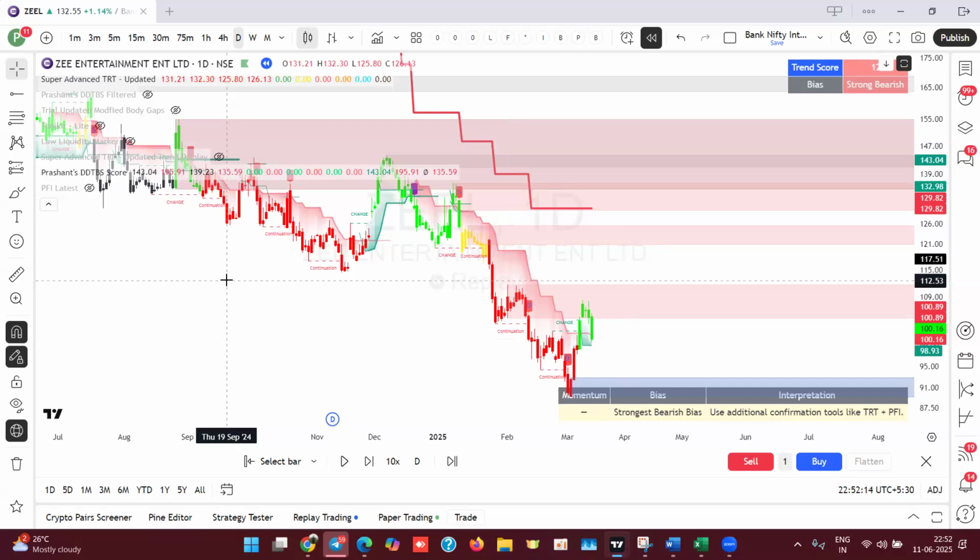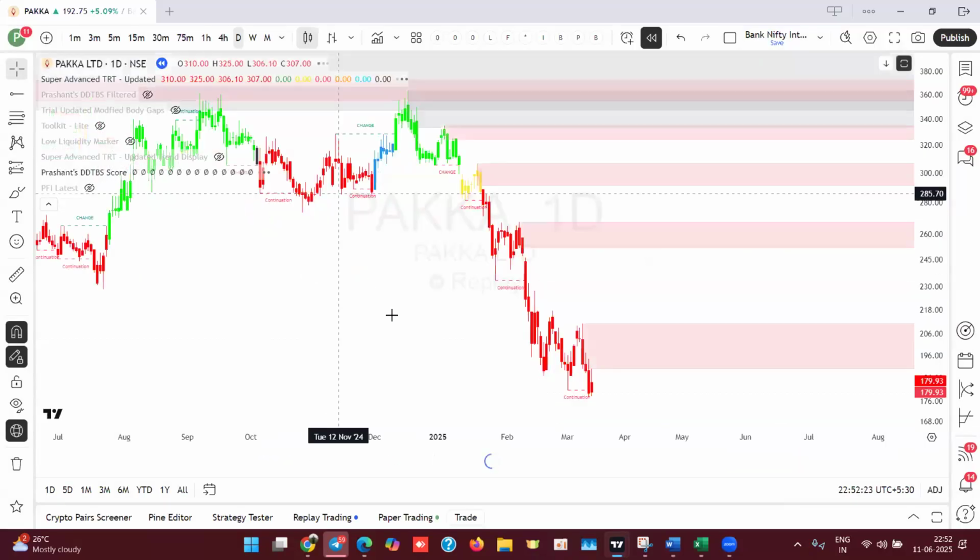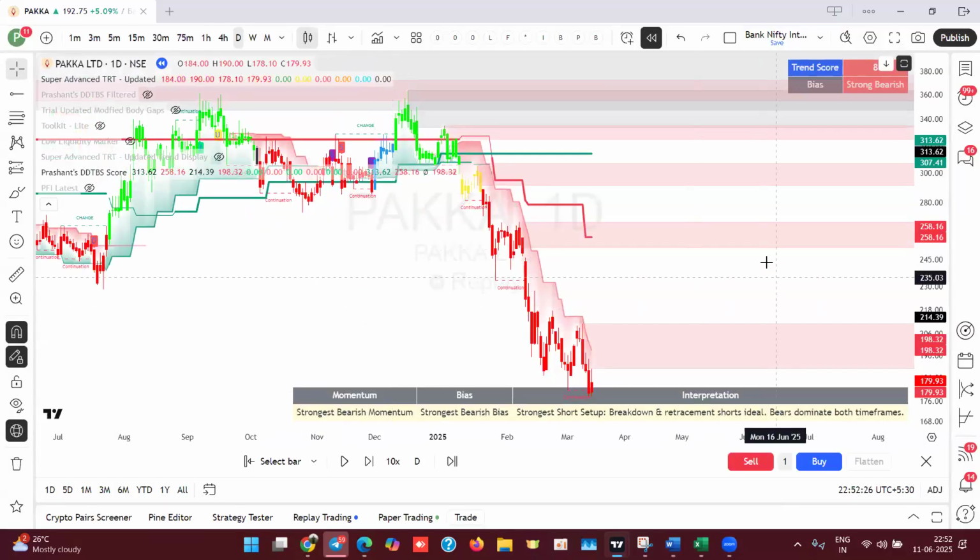Okay, I guess that is enough for today. Just one last chart, Pakka, and then we'll end. But I think you have got adequate things to understand today.